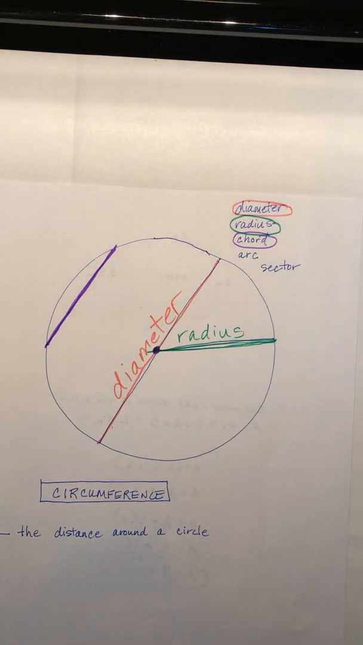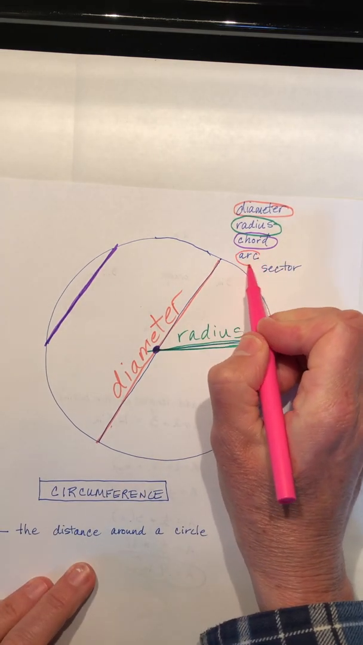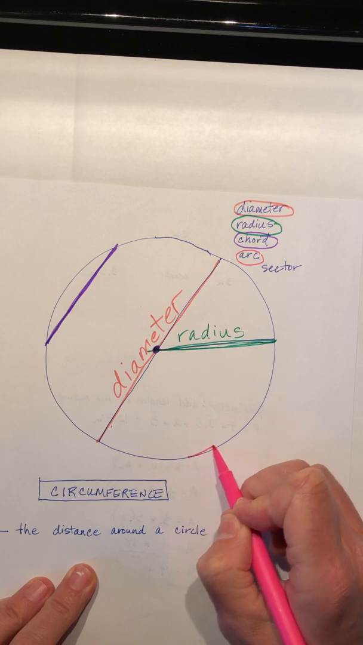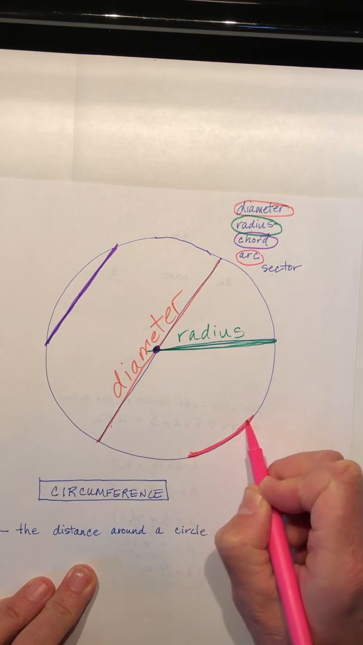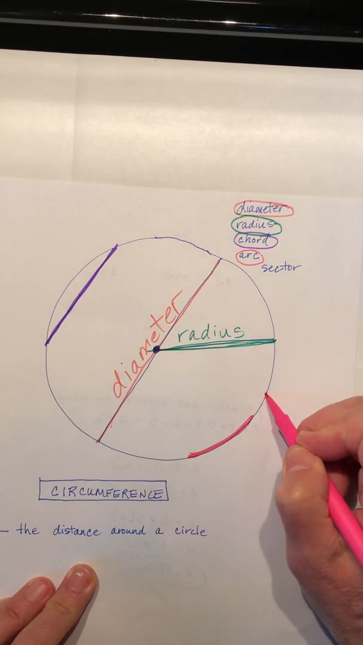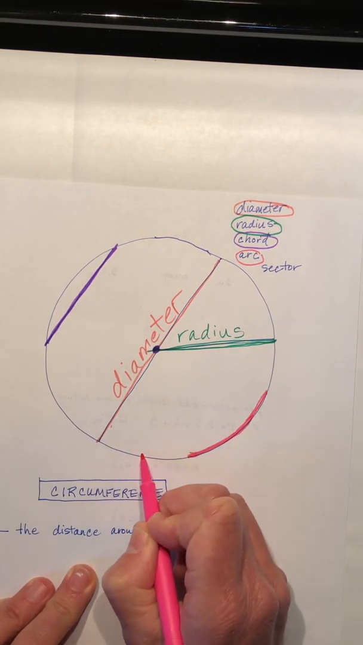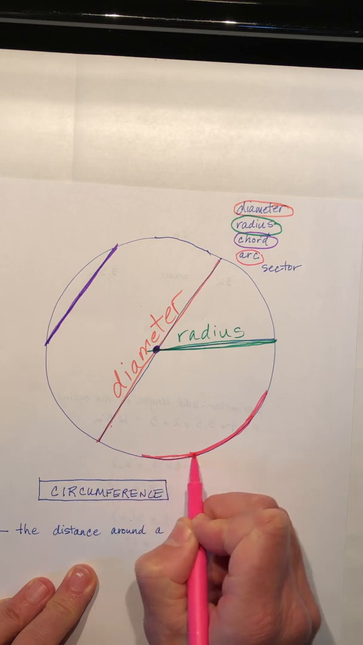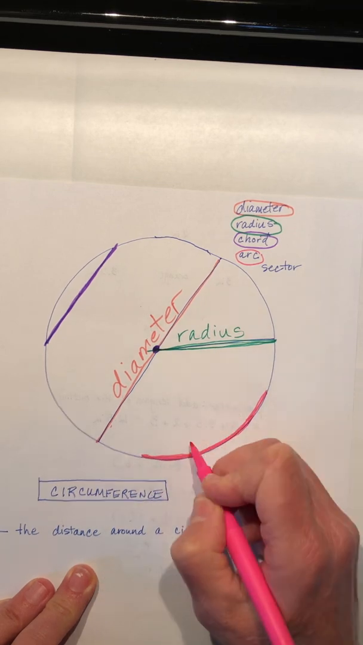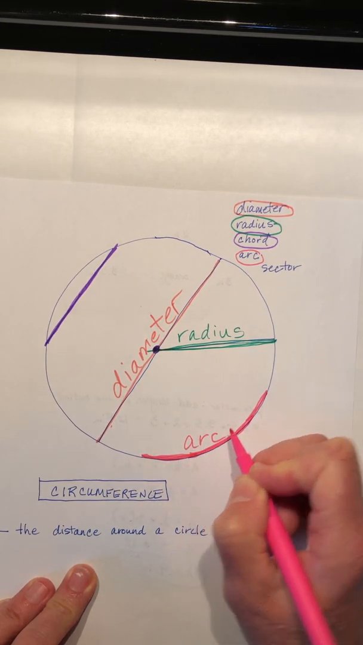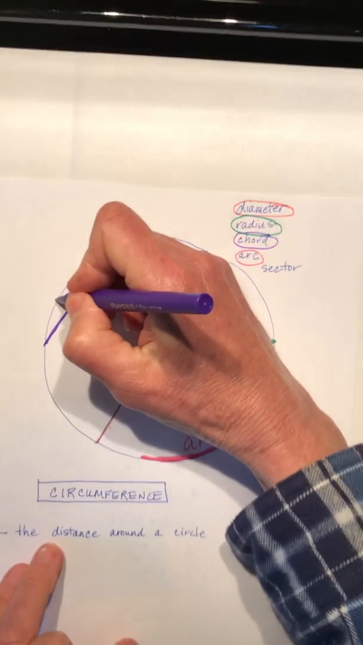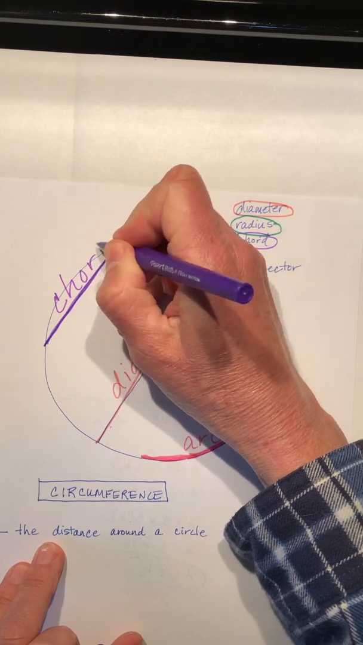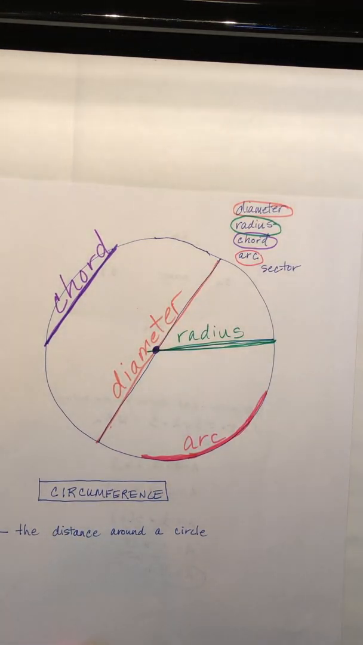All right, let's see what other colors I can come up with here. Let's take a look at arc. So an arc is any piece of the circle. I could have a small arc like this, or I could have a much bigger arc. As long as it's not the entire circle, that is an arc. I want to go back and label chord. And there it is right there.